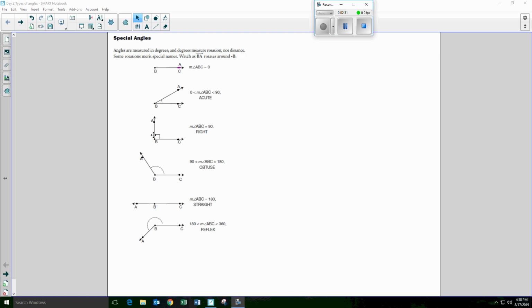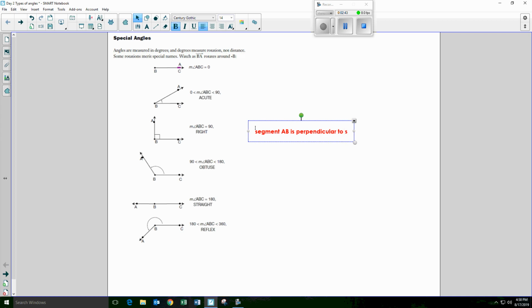Here's a right angle symbol, also called perpendicular. We could say that segment AB is perpendicular to segment BC. I'm writing out the word segment, but don't forget, instead of writing the word segment, you could use the segment symbol. If you do the segment symbol, you don't have to write the word segment in front of it. That's a reminder from last lesson on how to name your sides correctly.